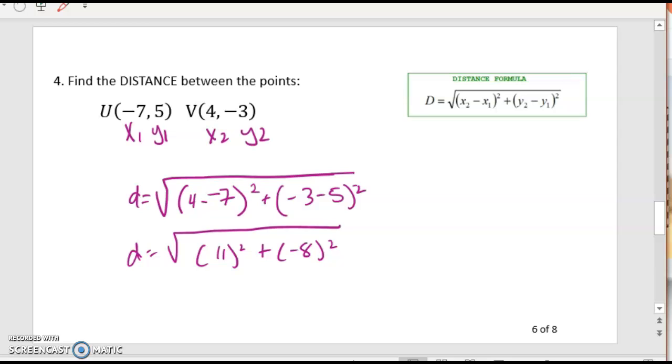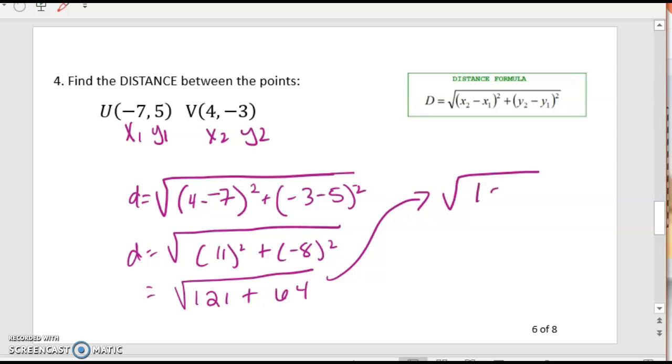Okay, and then we have that 11 squared is 121 plus 64. You are never going to have a negative number being added to a number because when you square a negative, you got it, it makes a positive. So I'm going to move this up here. That becomes the square root of 184. And if we want to round to the nearest tenth, again, that's 1 decimal point, that's going to give us approximately 13.6.